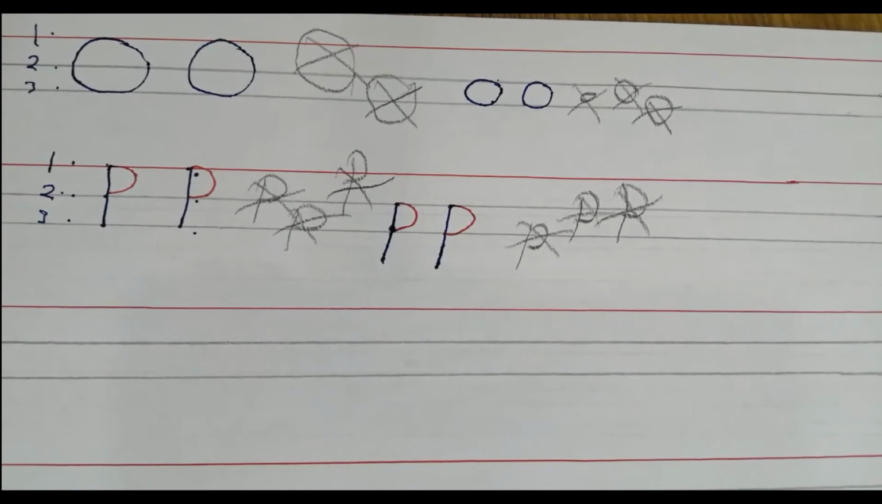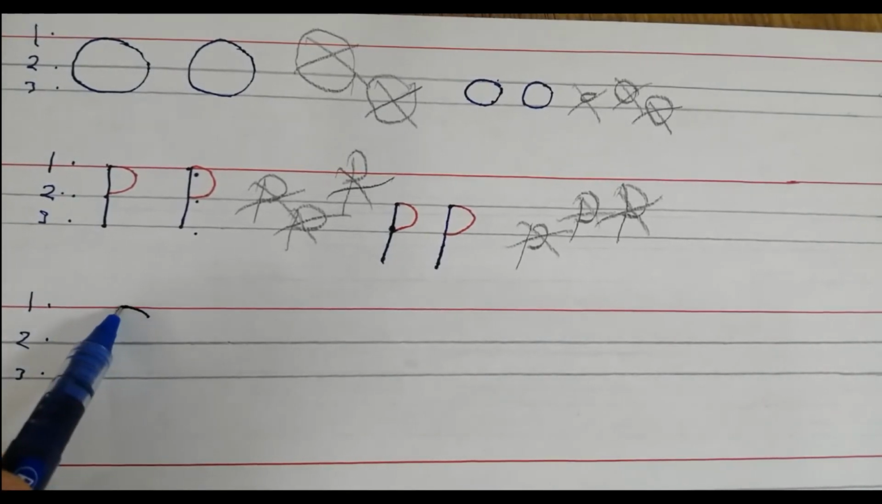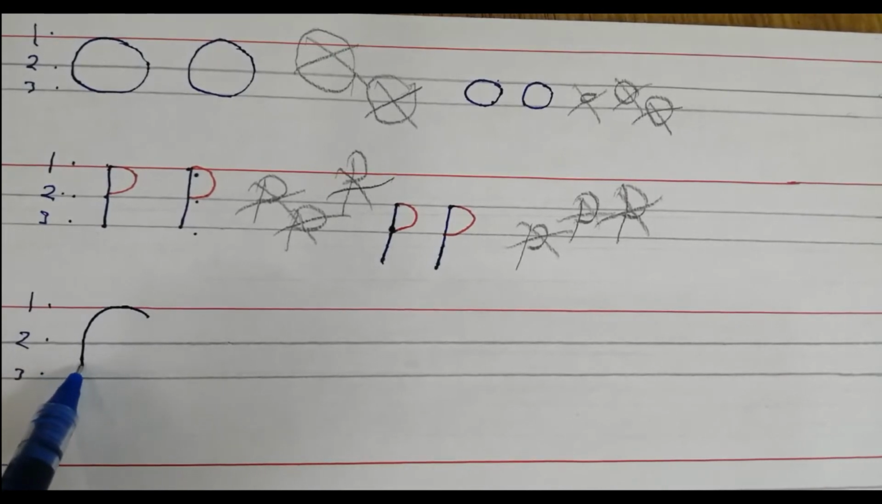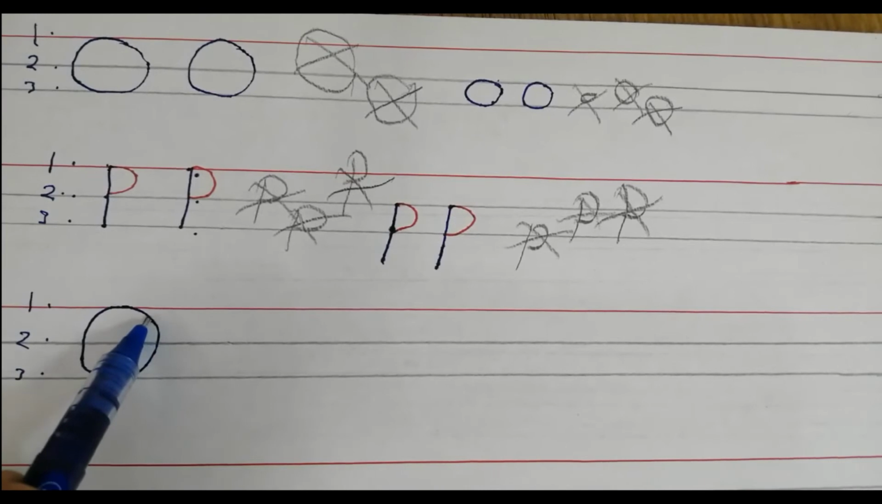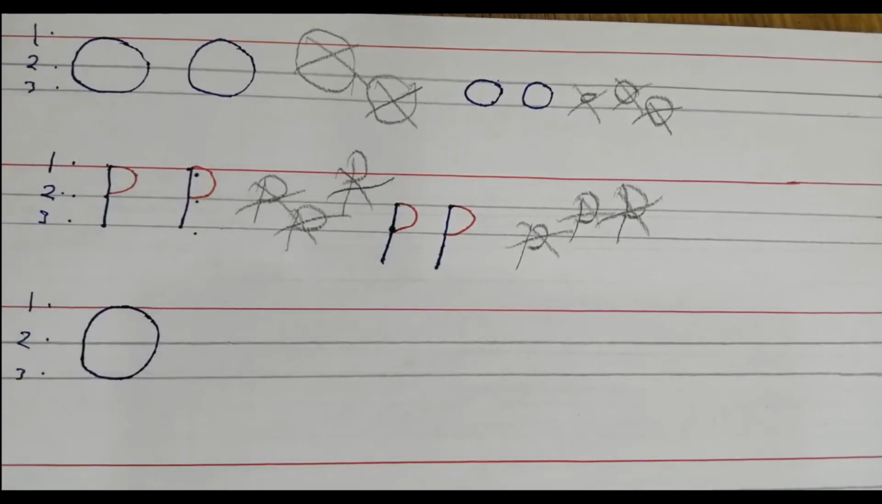How about Q? As usual, 1, 2, 3. Q, big circle like O, from line number 1 going to number 3 and close like that. And we have just a line getting from it like that. This is Q.